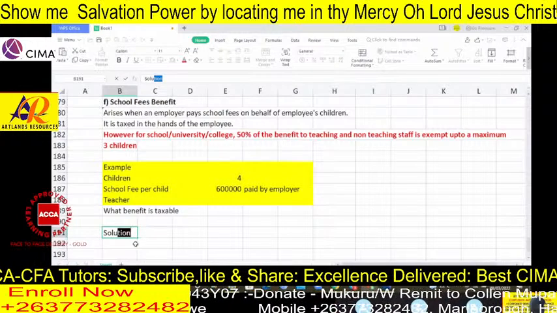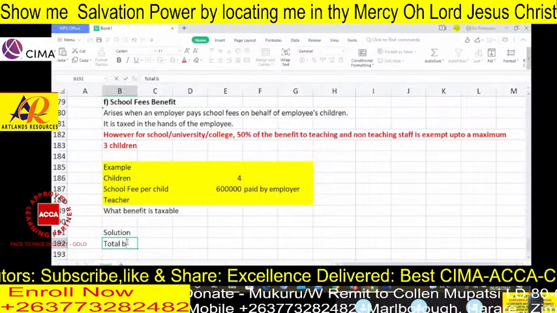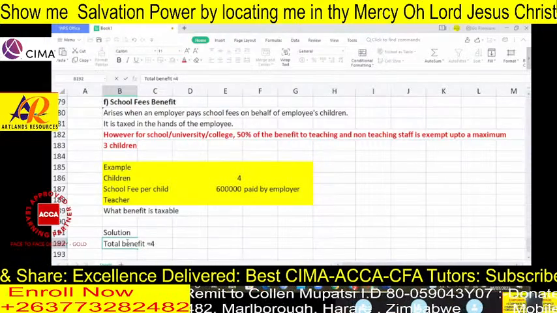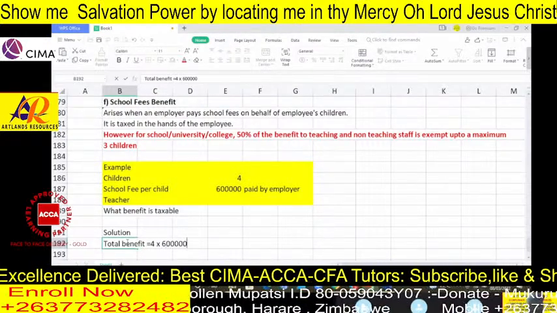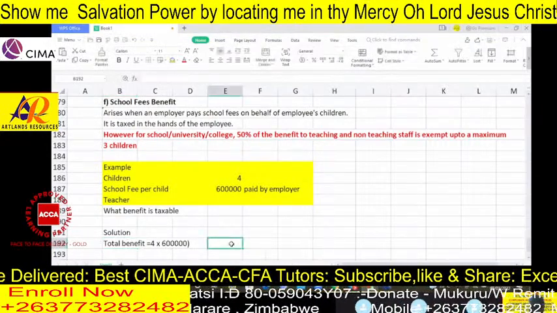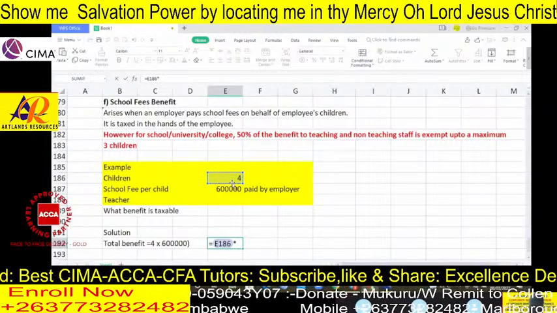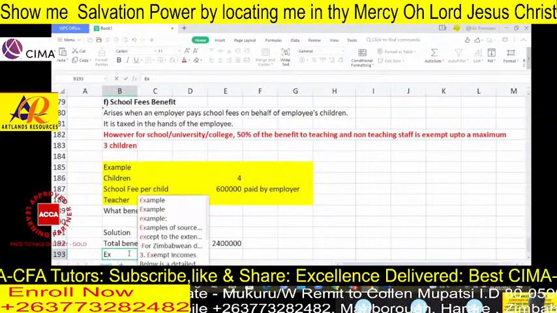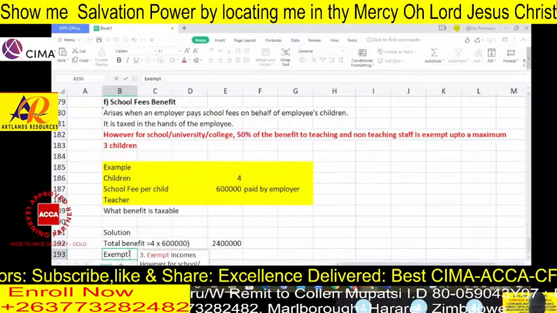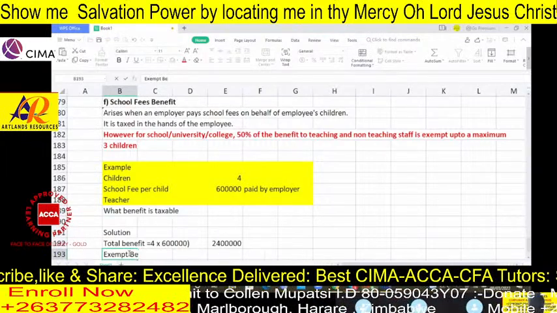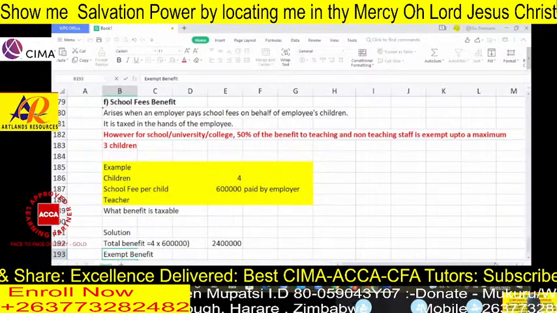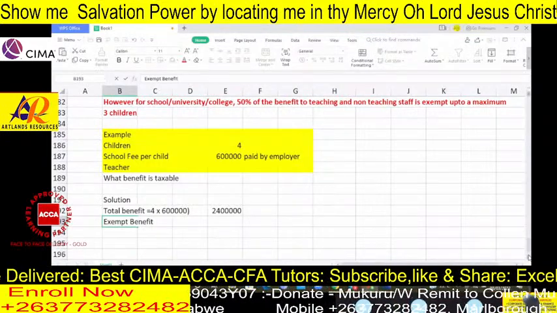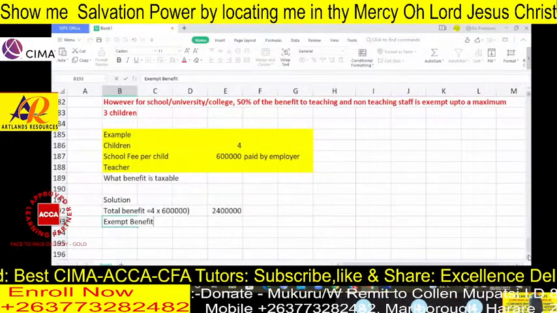Total benefit that you are getting is simply equals 4 multiplied by 600,000. This is the total benefit. But there is an exempt benefit. This one is not taxed. It's limited to 50% of the amount paid. 50% of the benefit to the teaching and non-teaching staff is exempt up to a maximum of 3 children.